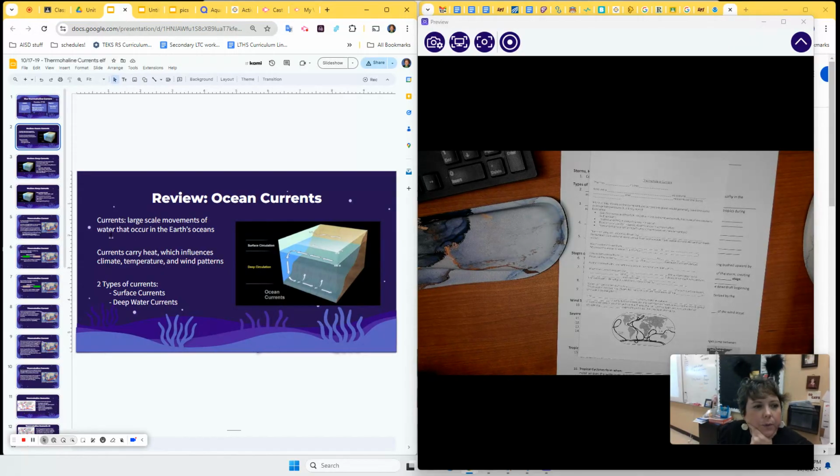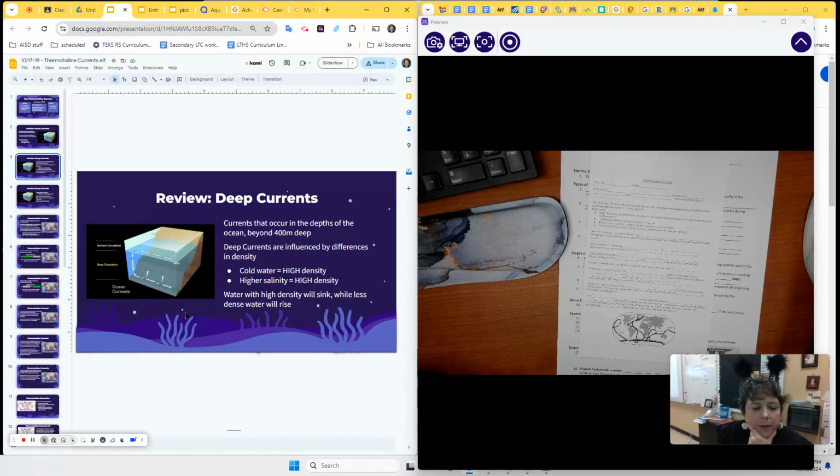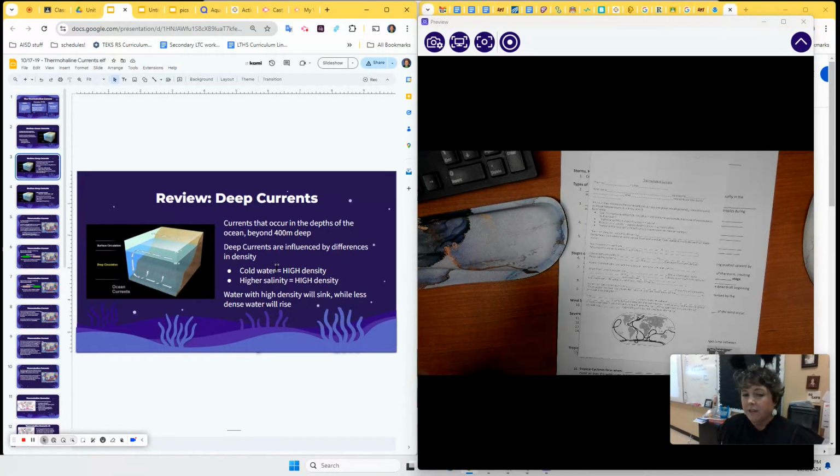Okay, so currents. We talked about this last time. We have deep ocean currents and surface currents. You might want to get your notes out from last time. Cold water has high density, and high salinity also means high density. Remember, salt water has that salt in it that makes it heavier and more dense, so it sinks to the bottom. And cold water will do that as well.